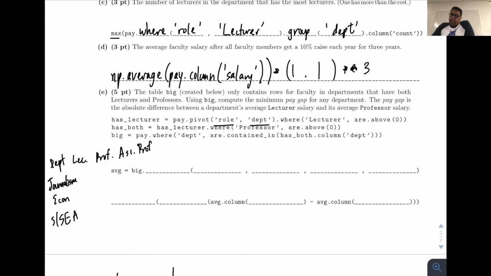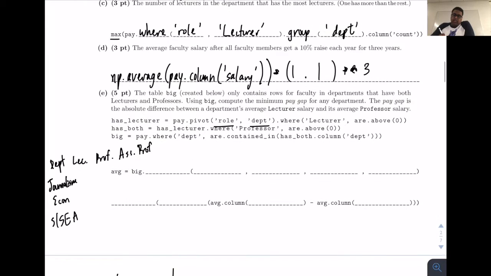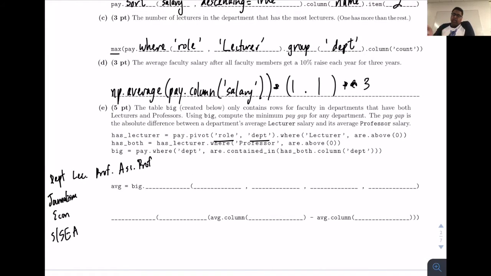And then what it's going to do is take has lecturer where there's at least one lecturer recorded. So by default, pivot will do exactly what group does and just tell you the number of lecturers in journalism, or the number of associate professors in econ. So what we're going to do, we're going to have some values here, and what we're going to do is get rid of all the zero values for lecturer. And then has both will do the same thing for professor.